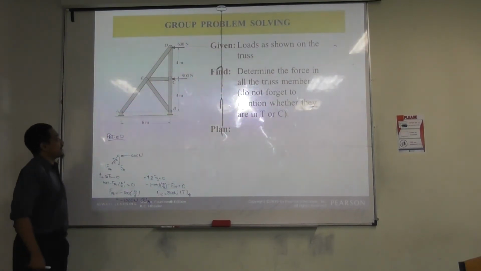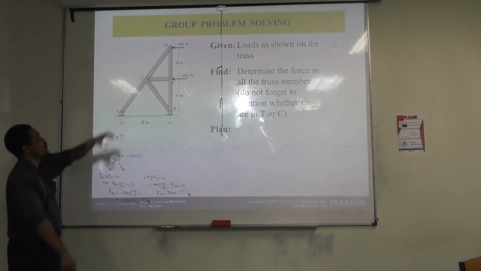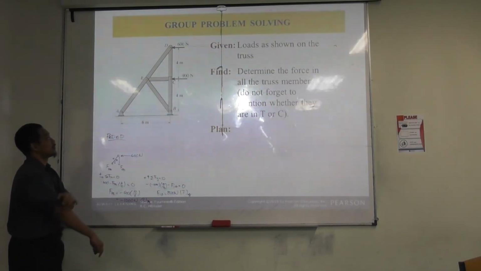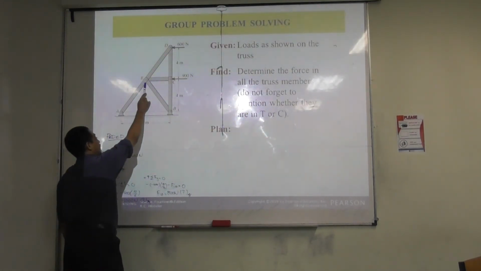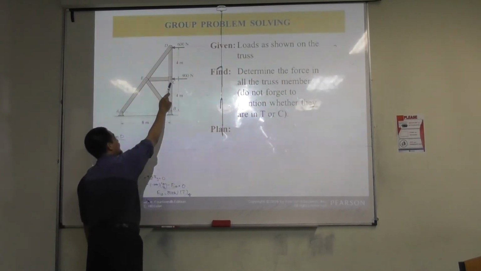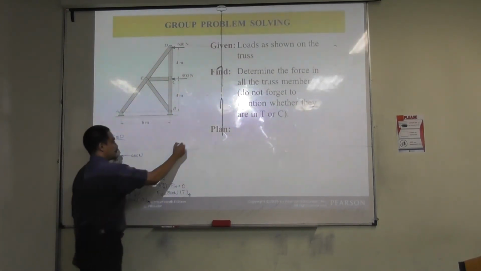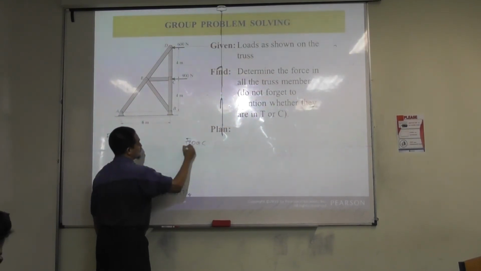Okay, then which point next can we go? Can we go to point E? Why not? Now we have solved this and this. You go here, how many unknowns? 1, 2, 3. You can't. How many unknowns here? 1, 2. You can, right? So free body diagram at point C.